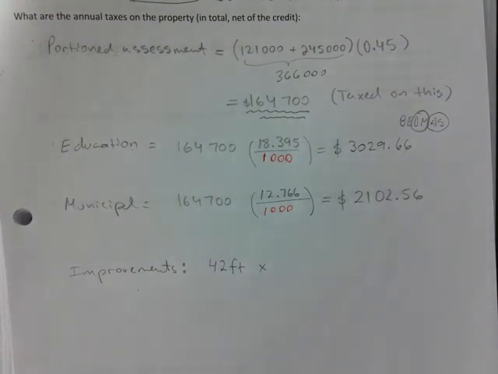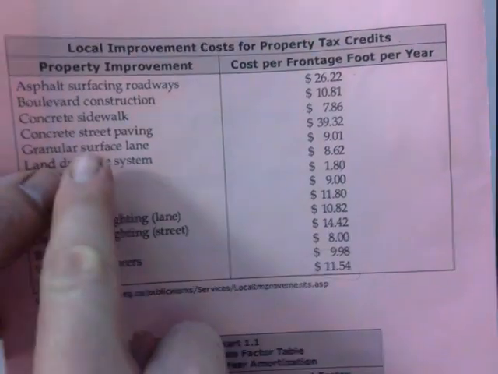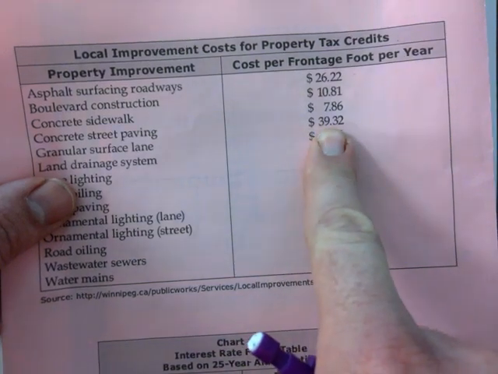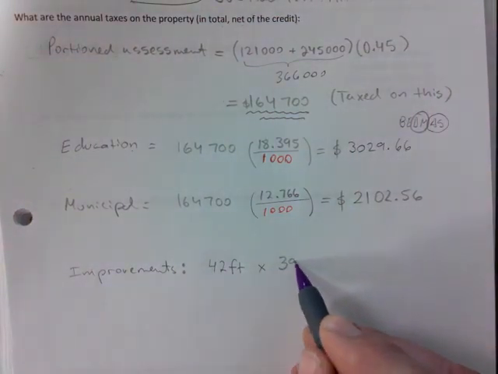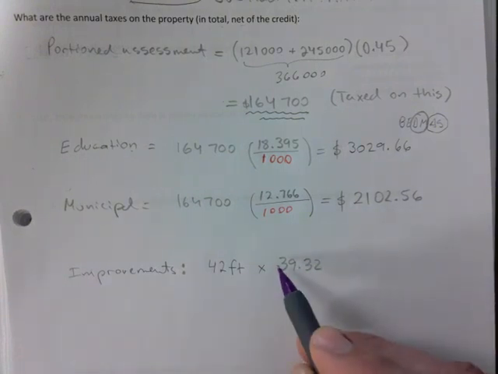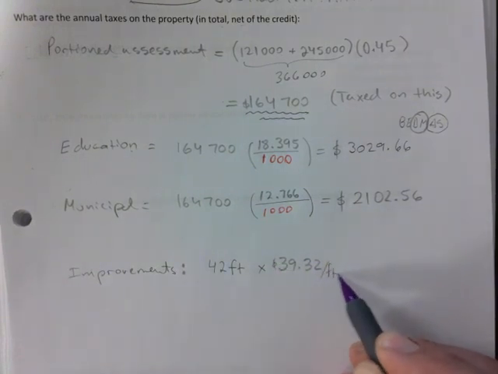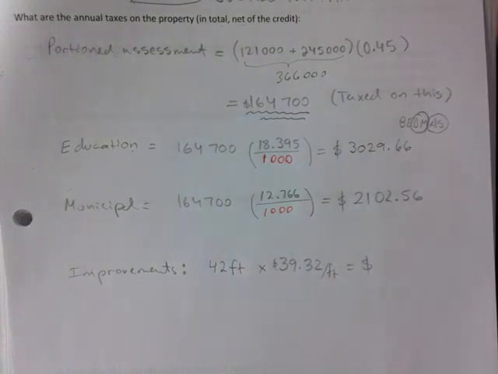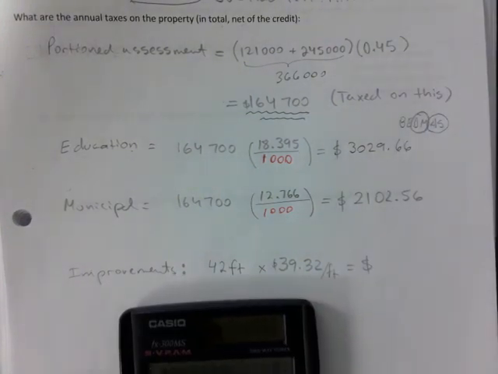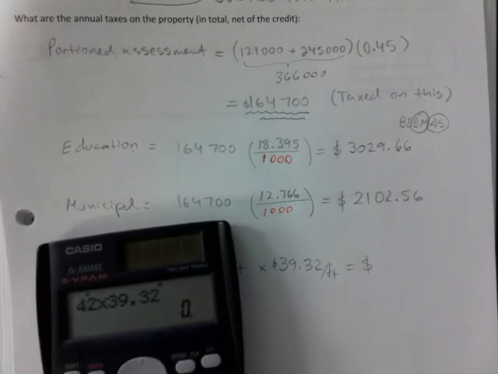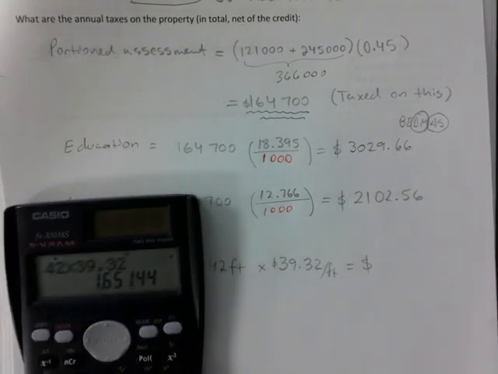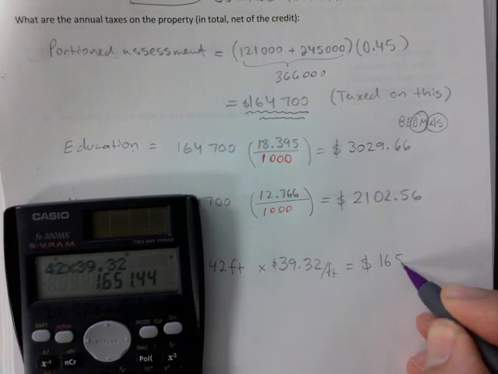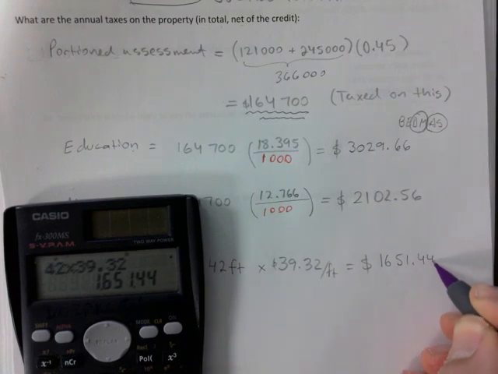So go and find concrete street paving. I'm just going to show you here. It's 3932. That's how much it is per foot. Right, so you multiply that, you get 1651.44. That's a lot of money.